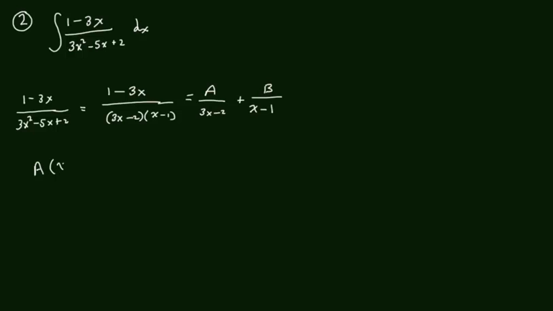We're ready for our numerator analysis. So a times x minus 1 plus b times 3x minus 2 will equal the numerator, 1 minus 3x. The question is, what would be the coefficient of x? Well, we'd have an a plus a 3b. See that if I distribute it here?